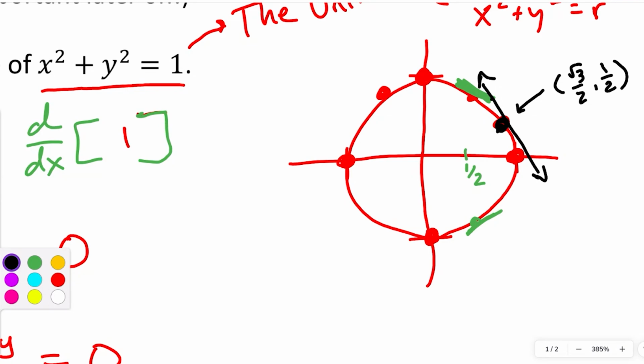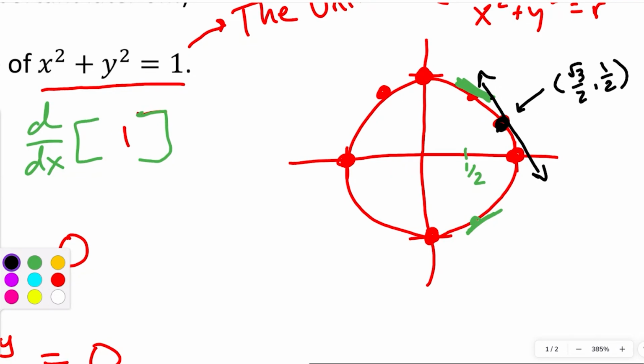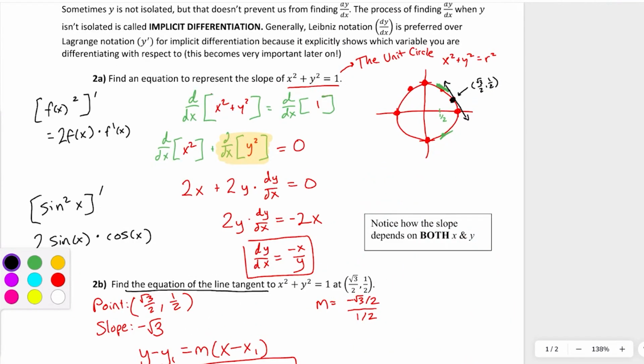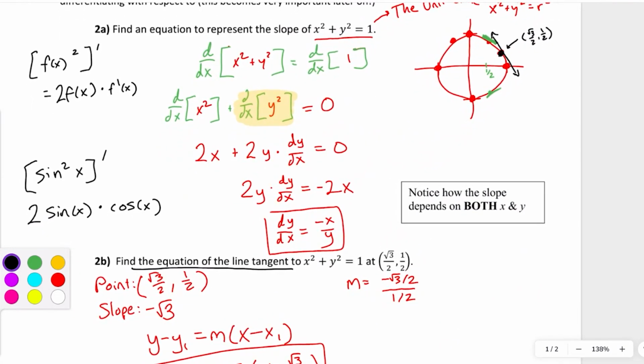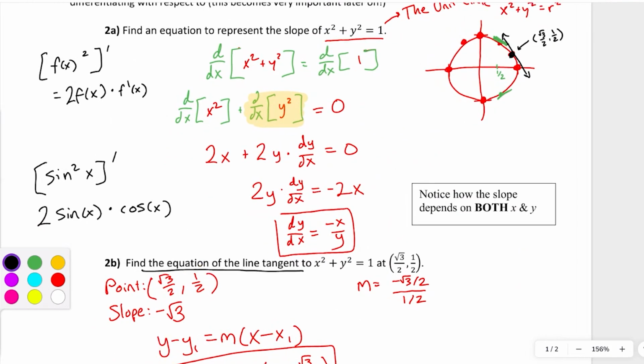Yes, ma'am? Did you find the slope again? Okay, so the slope we got from this equation that we found in the previous part. So this is where the implicit differentiation comes in. When we differentiate both sides of the equation with respect to x, we're going to have to use the chain rule on the y squared. Okay, we went through all that. But this dy dx, that's the slope. And that's what it's always been.